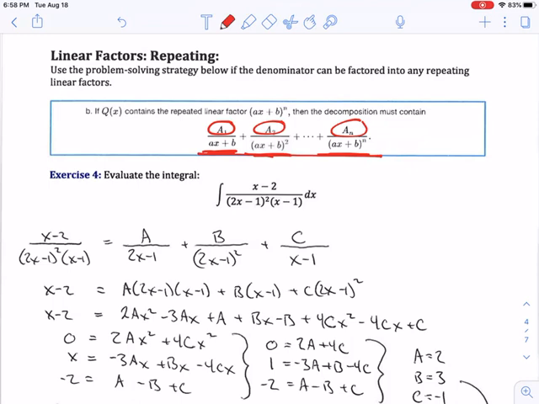And so that just adds another layer of complexity to this, which means that if we have something like 2x plus 1 to the third power, I need to put a 2x plus 1 to the first power, 2x plus 1 to the second power, all the way up to the 2x plus 1 to the third power. So let's just do the first example.